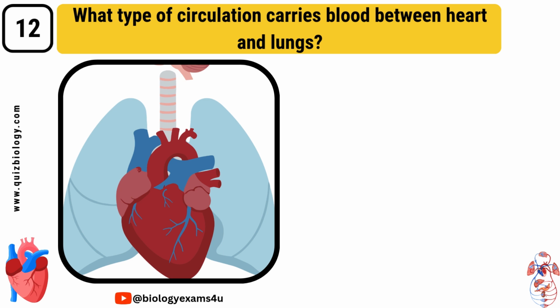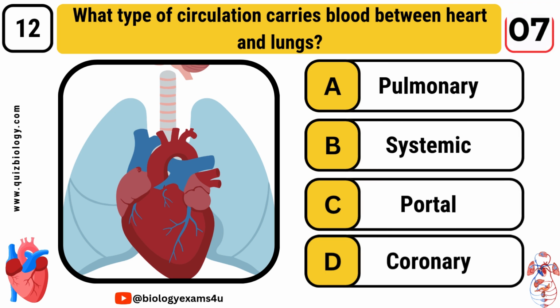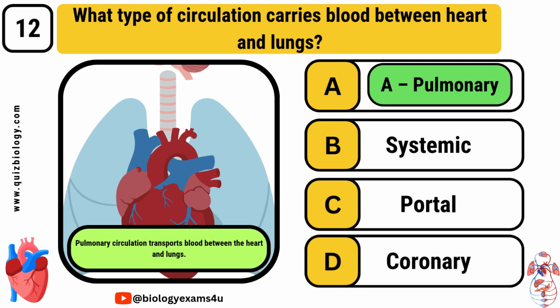What type of circulation carries blood between heart and lungs? Pulmonary, systemic, portal, coronary. It is the pulmonary circulation that transports blood between the heart and the lungs.